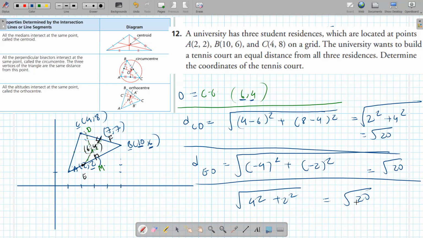So this is a very important tool that's used a lot in real life as well, the circumcenter, because we want things to be equidistant from everything.